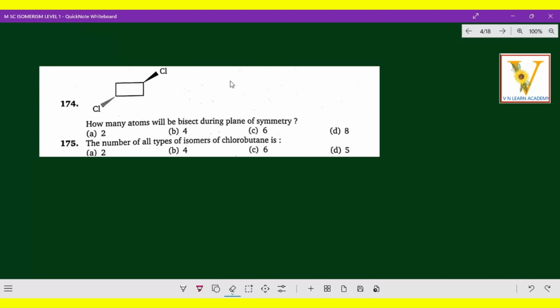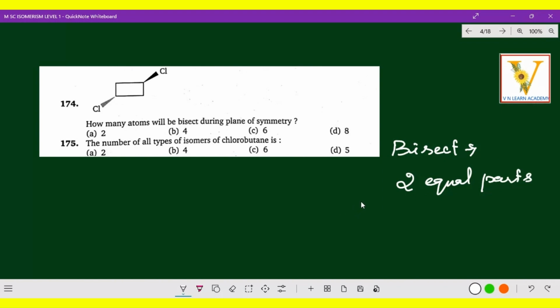It will be bisect. Do you know what we mean by bisect? Bisect actually means you get two equal parts when you cut. Two equal parts when you cut, so that is a symmetrical way also we can say. Ek maar do dukda, like that.